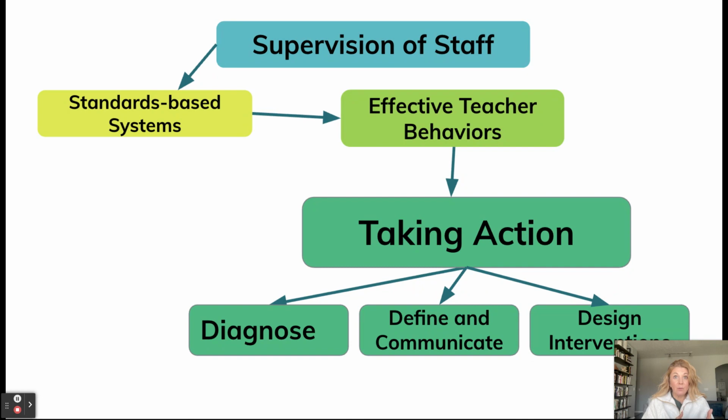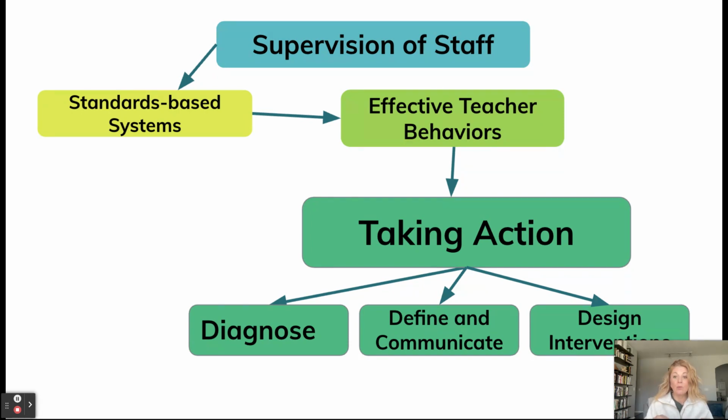Specifically, the last 3 weeks, we really spent a lot of time inside that instructional framework to hone in on the evidence that we're collecting in order to give effective feedback to teachers and to facilitate their own reflection to support their growth. This week, we are going to shift to taking action in addressing ineffective teaching practices. There's 3 main parts to this: diagnosis, defining and communicating, designing interventions.